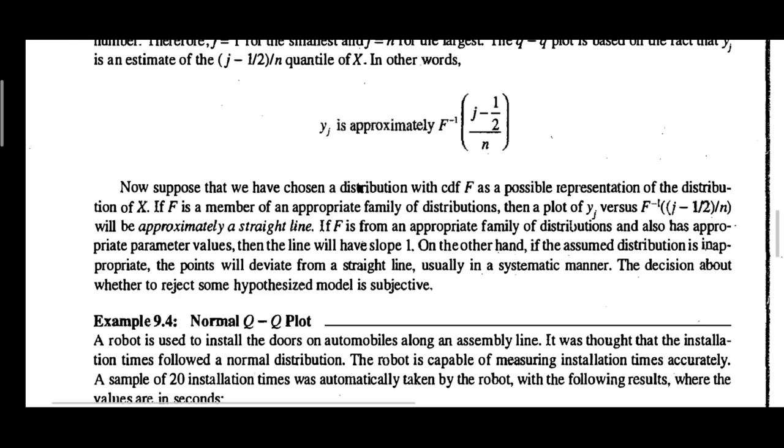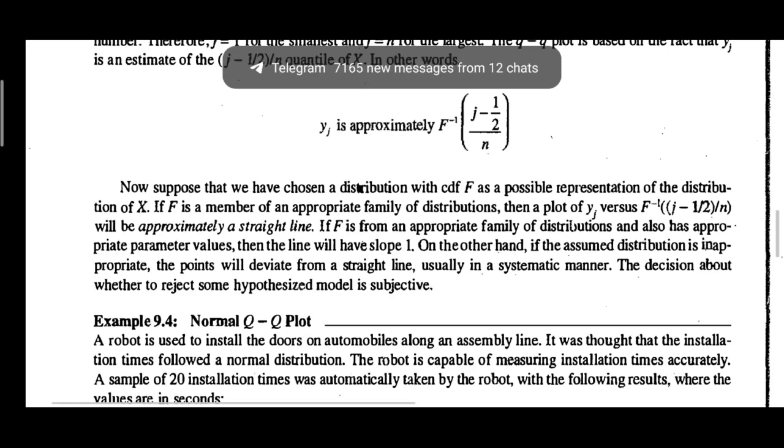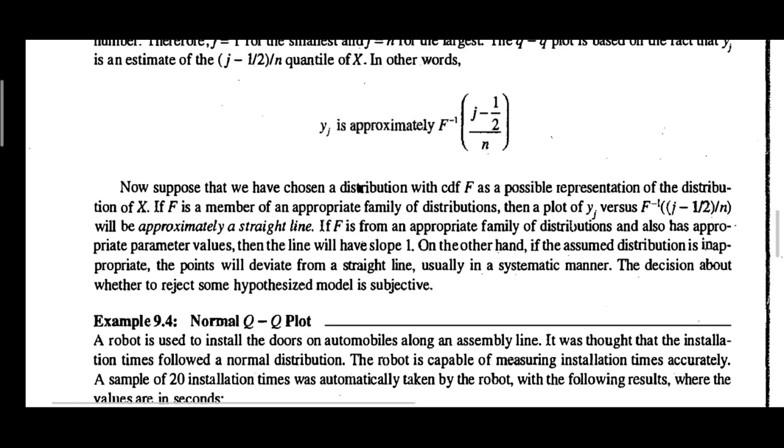On the other hand, if the assumed distribution is inappropriate, the points will deviate from the straight line, usually in a systematic manner. The decision about whether to reject some hypothesized model is subjective. So it all depends on the plotting of the points and on how we choose the distribution function. It can be a straight line of slope equal to 1, or the points may deviate, as they are trying to explain.